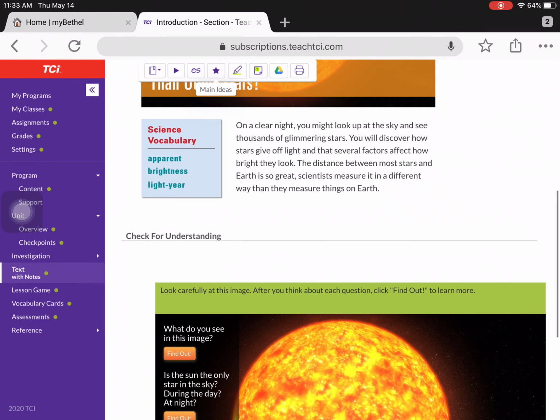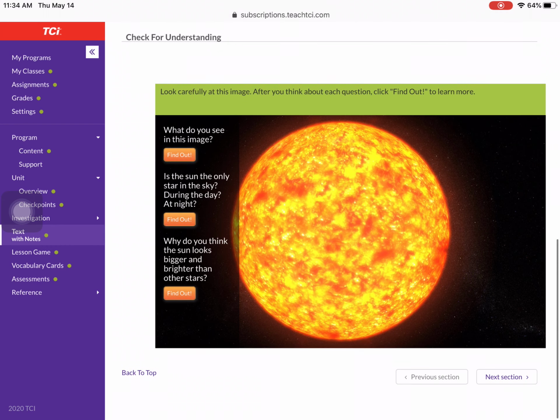So what they're saying there is that the distance between most stars and the Earth is so large that we can't use the same things we use on Earth to measure it. We can't use a ruler, right? You would have to use something very different to measure it.